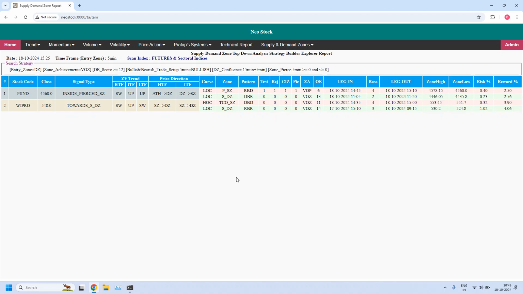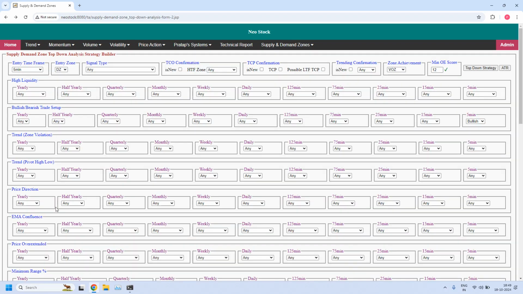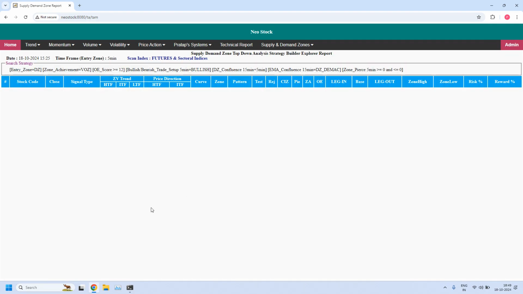Okay, now let's verify whether these 15 minutes demand zones have any daily EMA confluence. It's not easy, but let's verify. Luckily, if we get anything, it's even more high probability. In the 15 minutes time frame, the 15 minutes demand zone with daily EMA confluence. So none of the stocks are available with EMA confluence, no issues.